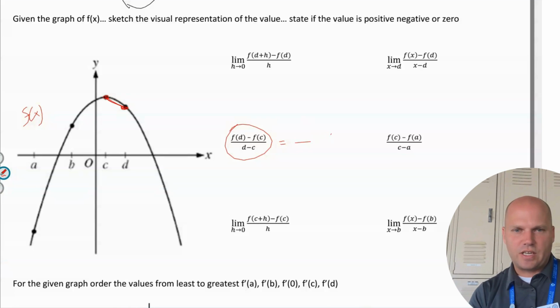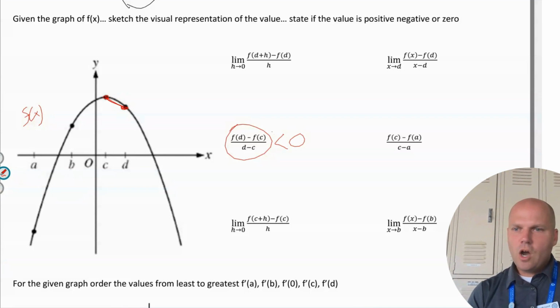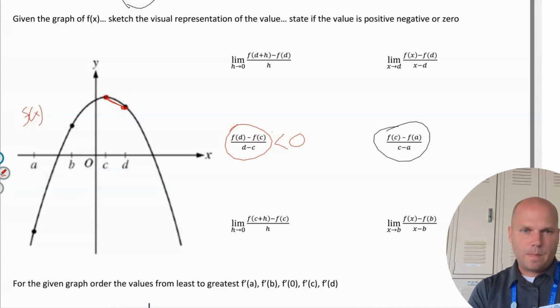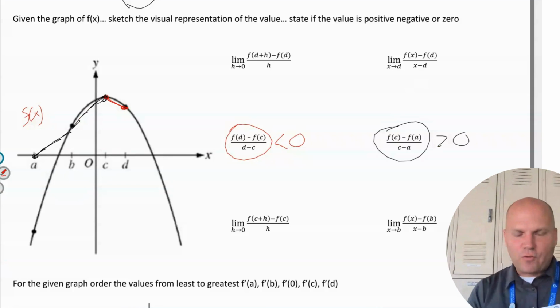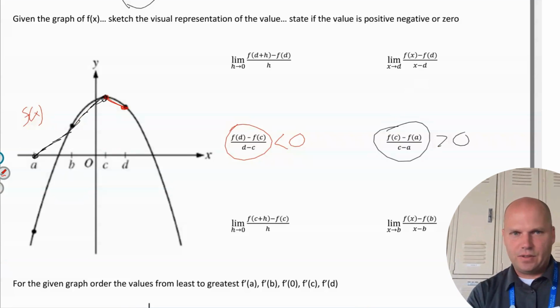Now, I'm going to stop using negative and I'm going to say it's less than 0. Less than 0 is the same as being negative. Let's be a little bit more proper in our mathematics. Let's go to this one. This is just slope between 2 points at C and A. We can see that slope is positive. It's greater than 0. Now, the other 4 have a limit and a slope formula tied together.